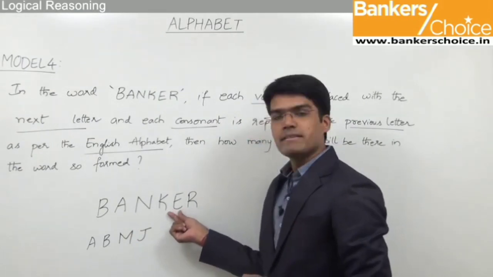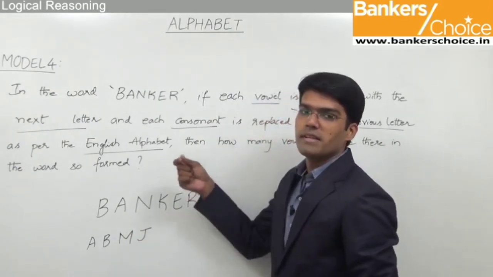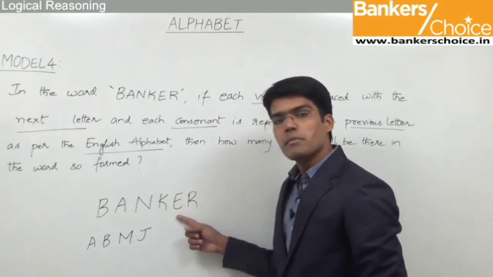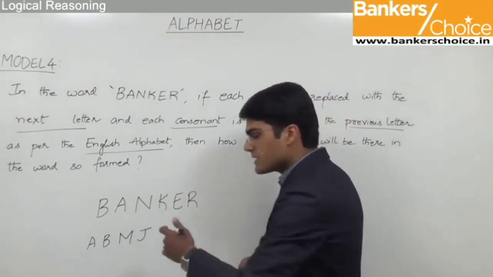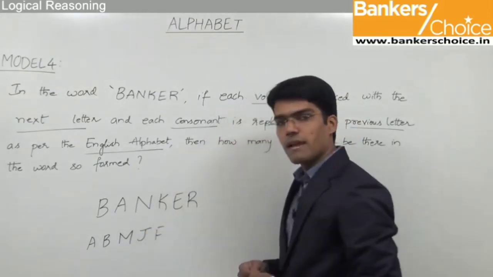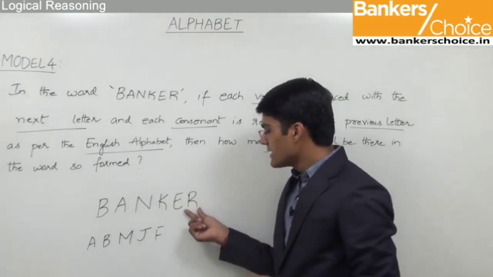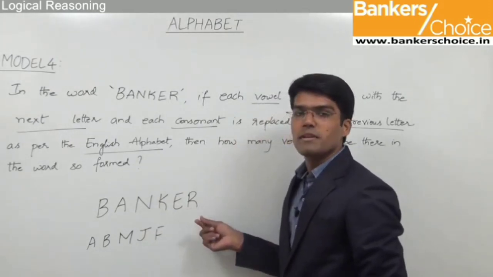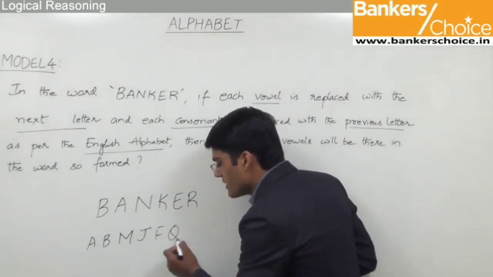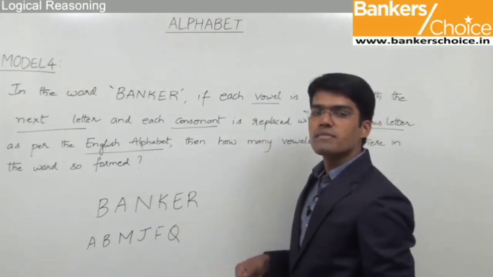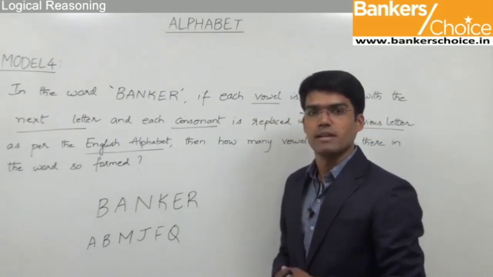Coming to E, as it is a vowel and vowels should be replaced with the next letter, E here should be replaced with the letter F, as F comes after E in the English alphabet. So E is replaced with F. And finally, the letter R should be replaced with its previous letter, as R is a consonant. So R should be replaced with Q, as Q comes before R in the English alphabet.